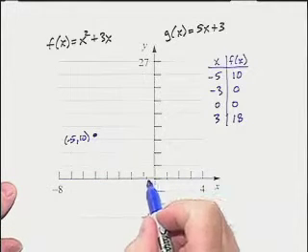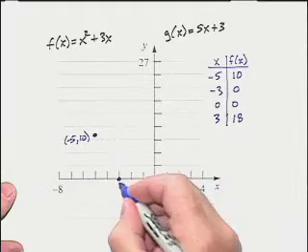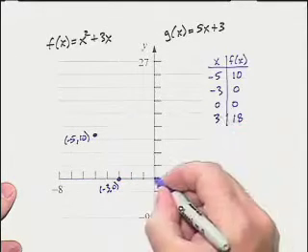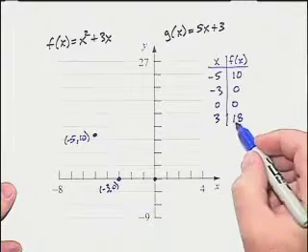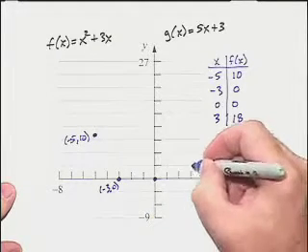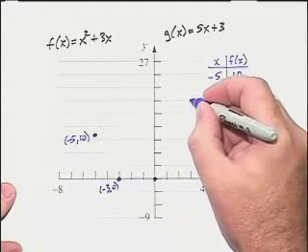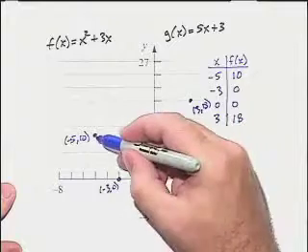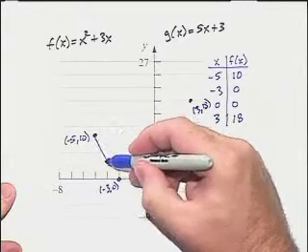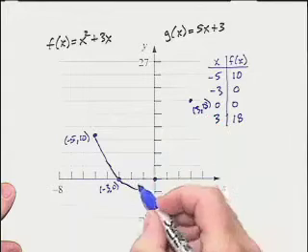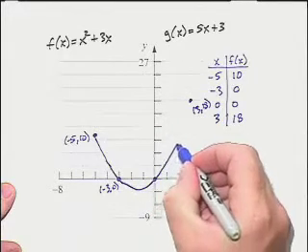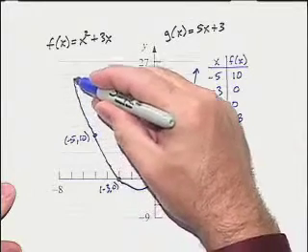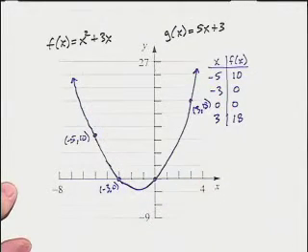Plot the point negative 3, 0. 1, 2, 3, 0. Point 0, 0 is the origin. And then the point 3, 18. You get 3, 3, 6, 9, 12, 15, 18. We'll go ahead and connect these dots, recognizing that f of x is a quadratic, so the graph is a parabola. We get our rough graph of f of x.